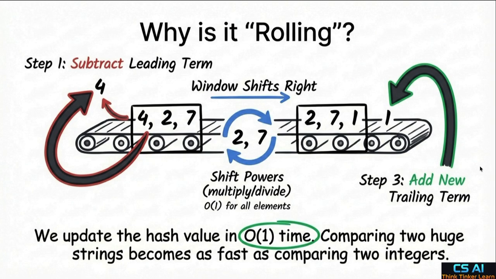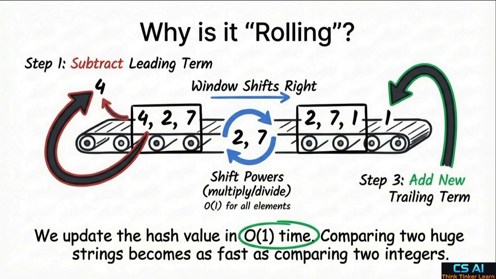Why do we call it rolling? Because of how we update the number. Look at this conveyor belt. We have a sequence of 4, 2, 7. When the window shifts from 427 to 271, we don't recalculate the whole math equation. Instead, first, we subtract the leading term, which is 4 in this particular case. Second, we shift the powers by multiplying or dividing by our prime base. Third, we add the new trailing term, which is 1 in this case. This update happens in O of 1 time.